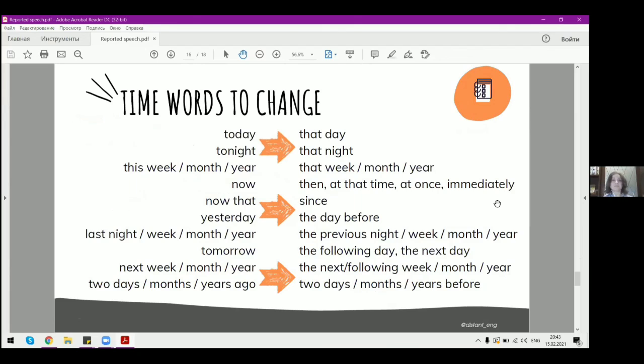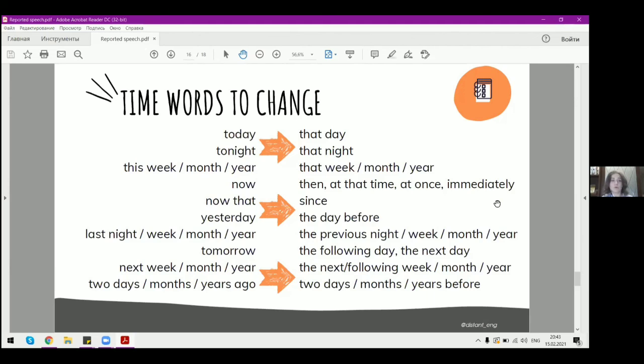Yeah, let's go further. There are the time words that need to be changed, like today, that day, tonight, that night. So you see, you can just look through that and see that all this comes into that. Now has a lot of things to transform. Yeah, then, at once, immediately. It depends also on the tense, on the sense, I'm sorry, that you mean. For example, come here now. I'd better say, he told me to come here immediately. Or if I'm saying, she's drawing now, wait a second, we can transform it into, she said that she was drawing at that time. So exactly at that moment when I came to her, for example, to ask for a date, I don't know. So it depends on the sense.